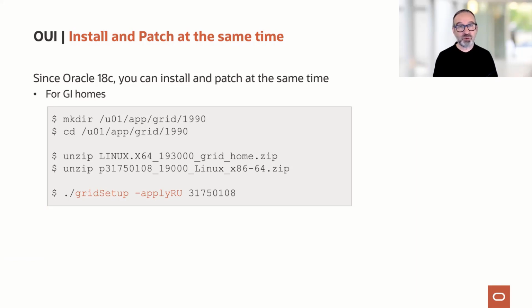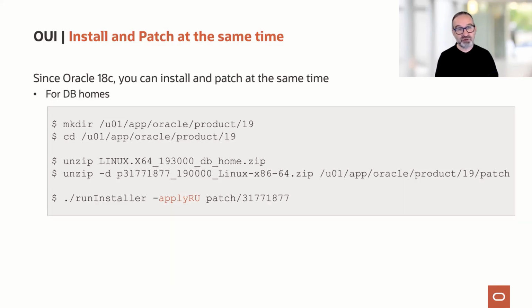So the installation will install grid infrastructure, but will in the installation process include also already the most recent RU. So instead of installing and then patching afterwards, you do this all in one pass. And the same, of course, works for the database.